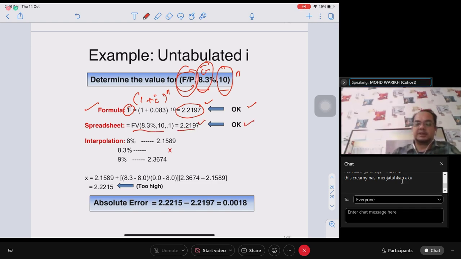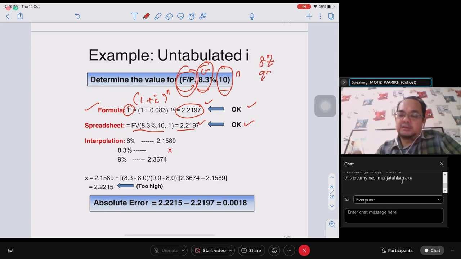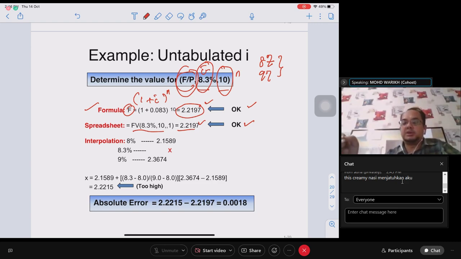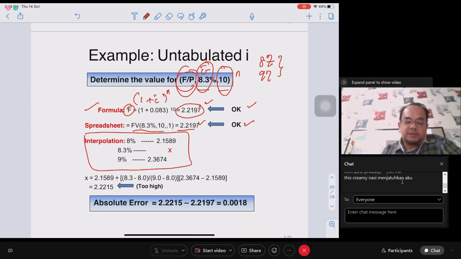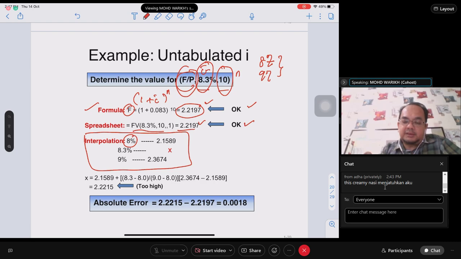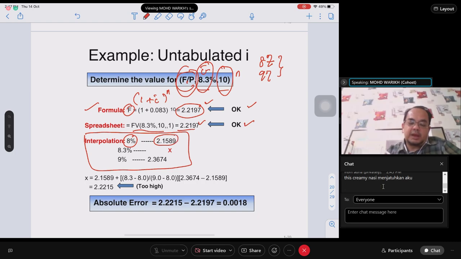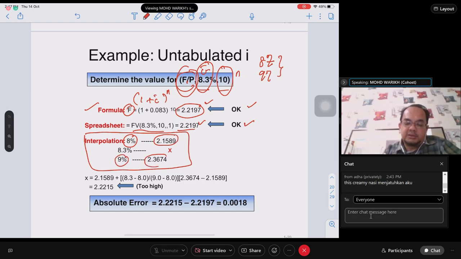Okay, and then the spreadsheet function, same one, you just key in the formula, you still get the same numbers. For the interpolation, we know that from the tables, the numbers are given only for 8% and 9%. Therefore, there are no numbers between 8 and 9%. So you have to do the interpolation here. If you refer to the table, 8% is at this column, F over P with N to 10, you will get this number. And then the 9%, so you will get this number.